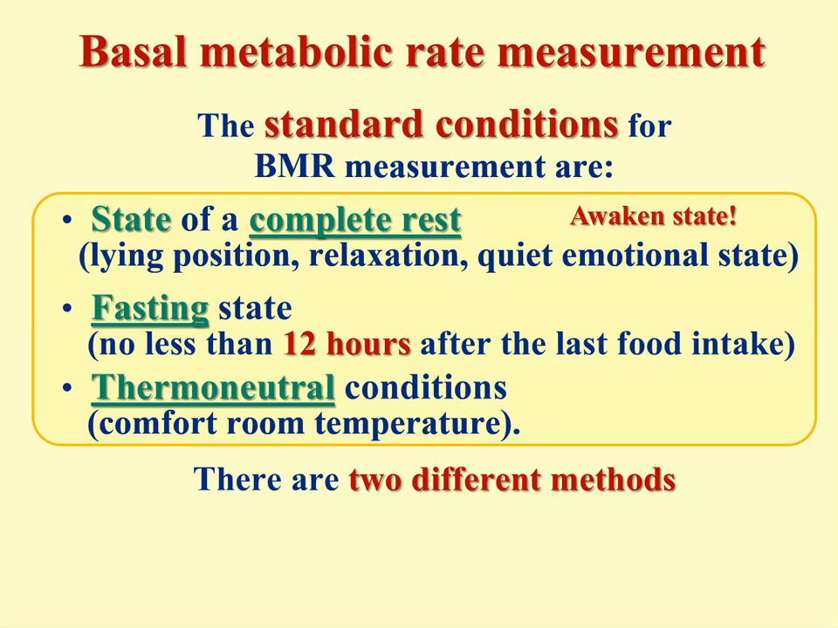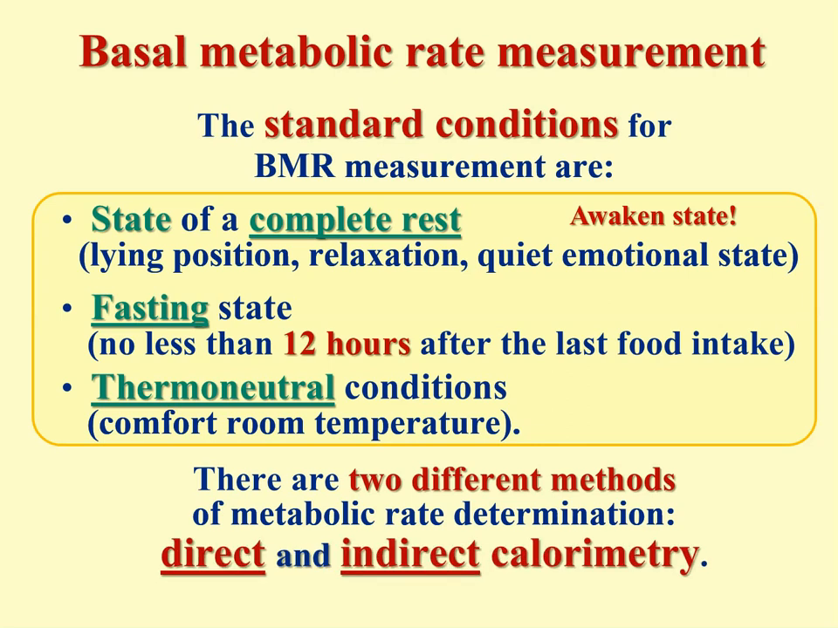And now, with these conditions, we can measure the basal metabolic rate. There are two entirely different methods for determination of the metabolic rate. First is direct calorimetry and another one is indirect. But first, calorimetry. I hope you'll remember this term for the method of measurement easily, because we determine the metabolic rate by measurement of the heat liberated from the body.